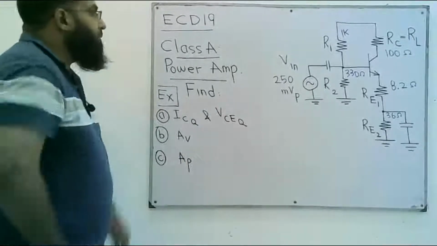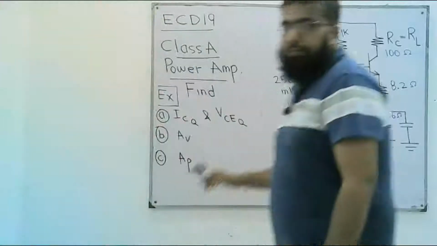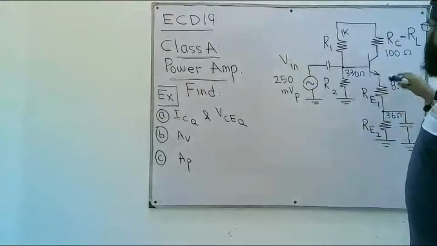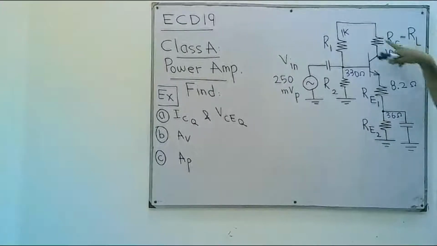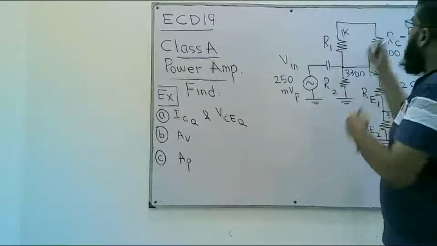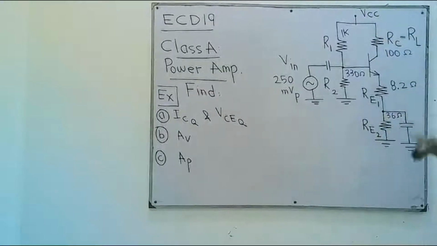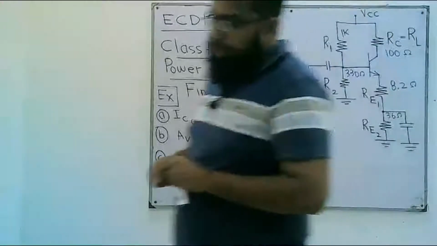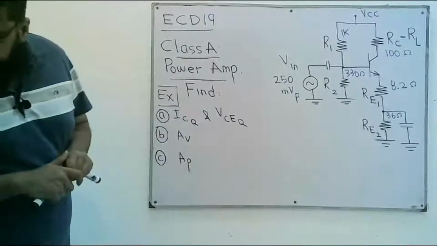Right. So we are given this class A power amplifier, where we have this RC, the same as RL. We don't have a separate RL. This RC is working as an RL. And the remaining part is RE1 and RE2. RE is divided into two parts, RE1 and RE2. So, this is the given circuit.